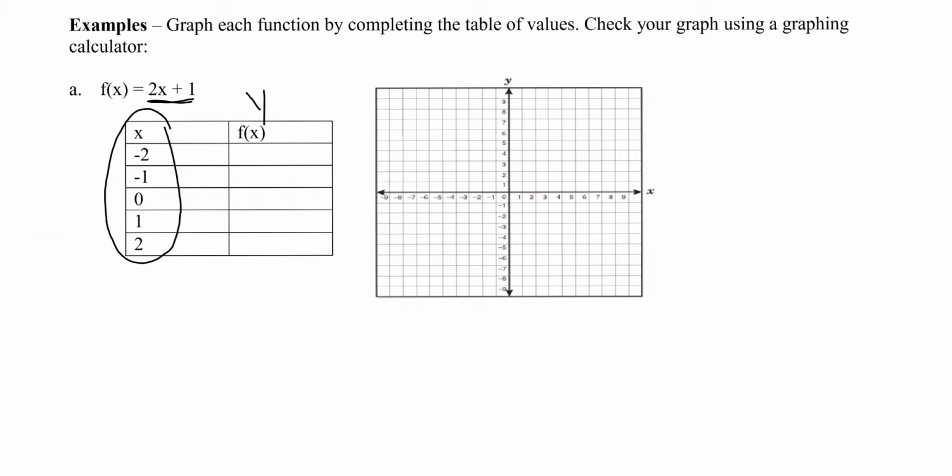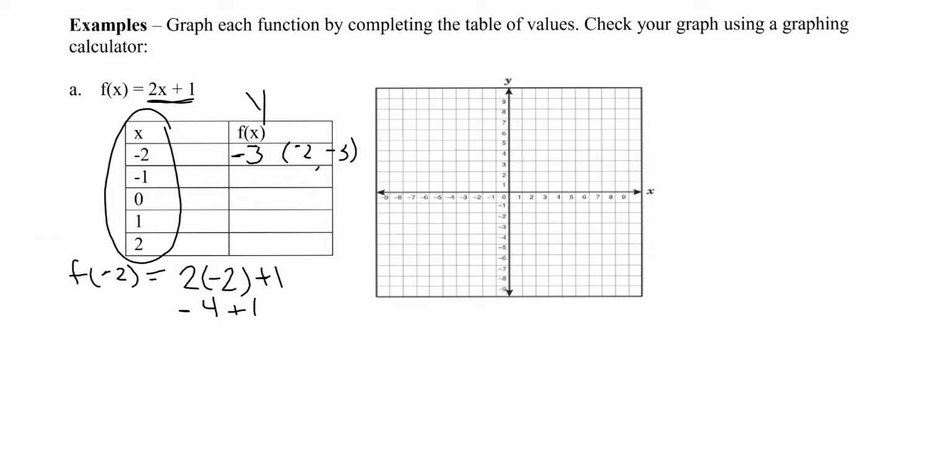So our first value is negative 2. So really we're finding f of negative 2, and that will be equal to 2 times negative 2 plus 1. So 2 times negative 2 will give me negative 4 plus 1, which equals a negative 3. So I'll put that negative 3 up there. So when I plot, my ordered pair is going to be negative 2, negative 3.